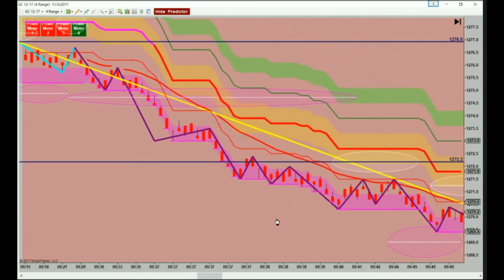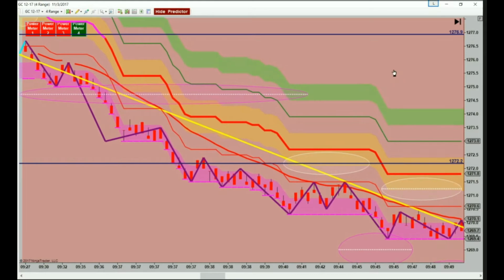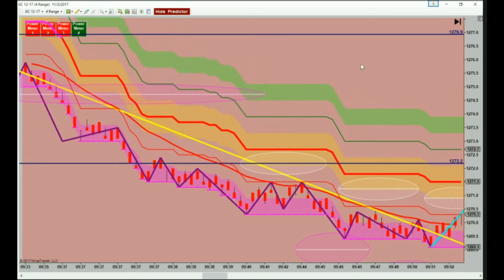Everybody remember that trade yesterday on gold? We were still open in the room till that point. Anybody remember it? It was a pretty solid trade, wasn't it?